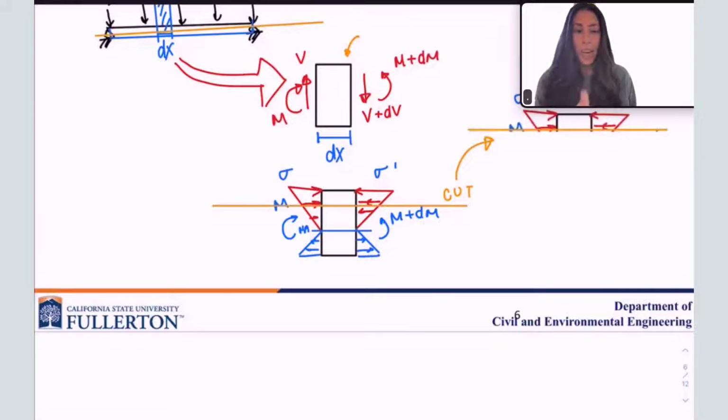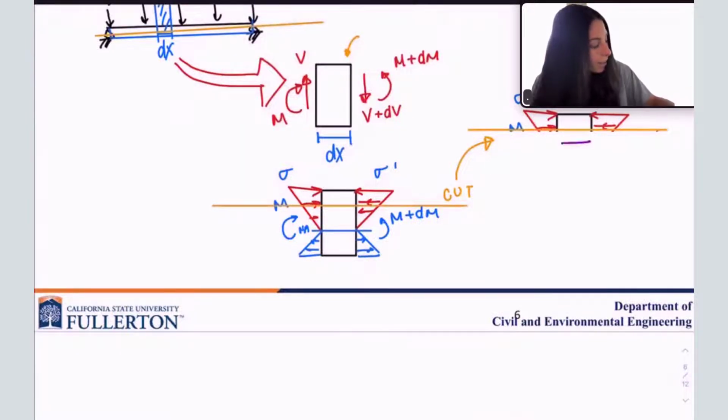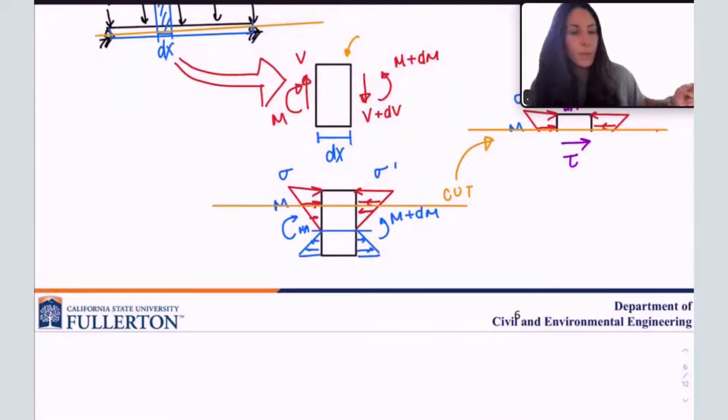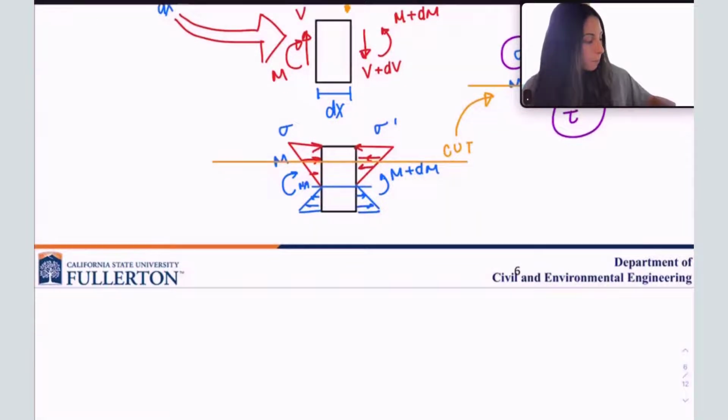Okay. If I have this cut, what happens now is I'm exposing something on the bottom here, and this is tau, my shear stress, at this portion. Now, if I go through equilibrium here, I need to make sure that the integral of sigma across this area, this is my dA, my integral of sigma dA, is equal to what's happening with sigma prime plus tau. I need to make sure that all of these stresses are in equilibrium.